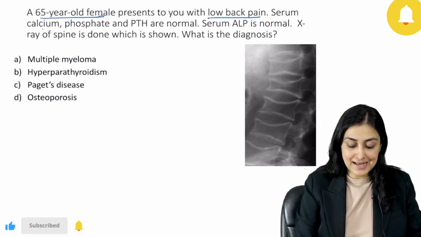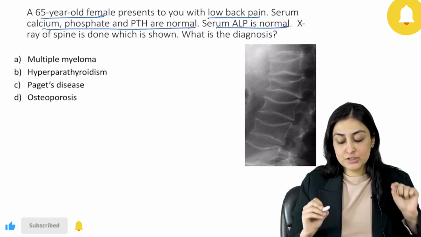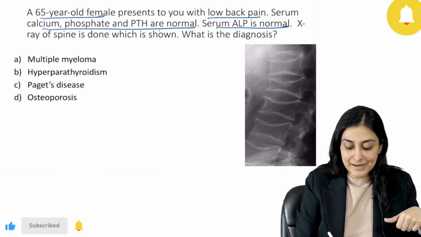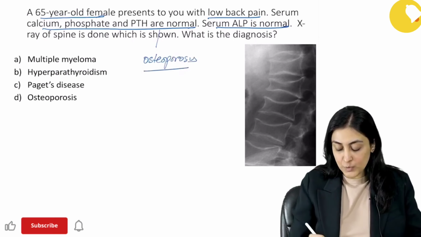pain. You find that the calcium, phosphate, PTH is all normal, ALP is normal. So whenever you consider metabolic bone disease, everything is normal. What comes to my mind? It is osteoporosis. And when we look at the X-ray, what do we see?